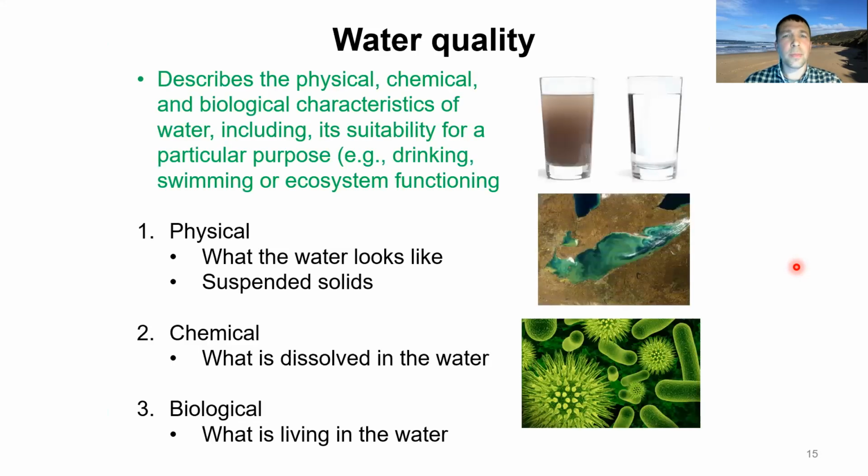So water quality, I would like to define water quality as what describes the physical, chemical, and biological characteristics of water, including its suitability for a particular purpose, such as drinking or swimming, or simply ecosystem functioning and health. Okay, so what do we mean by the physical, chemical, and biological? Well, physically, we can think about what the water looks like. And oftentimes what determines the physical appearance of water is determined by how much suspended solids are in that water.